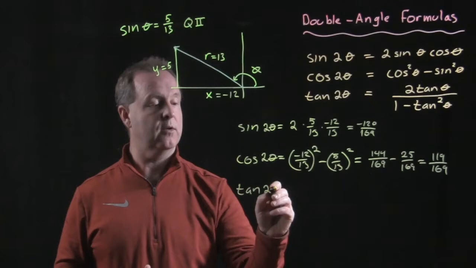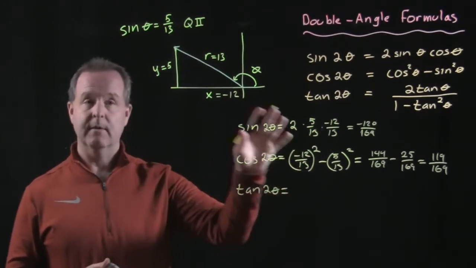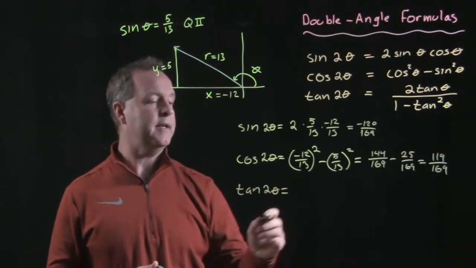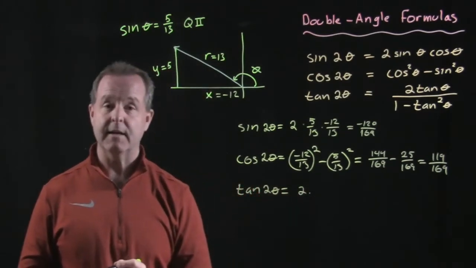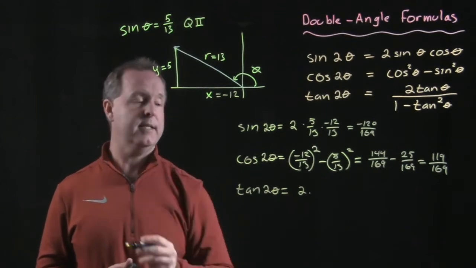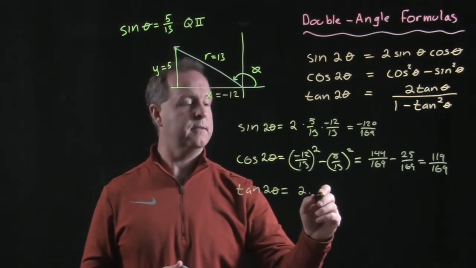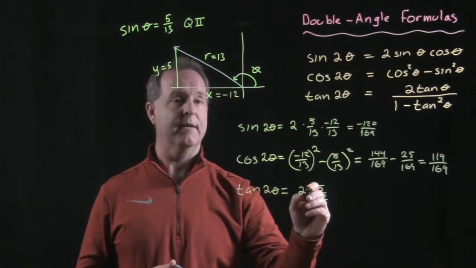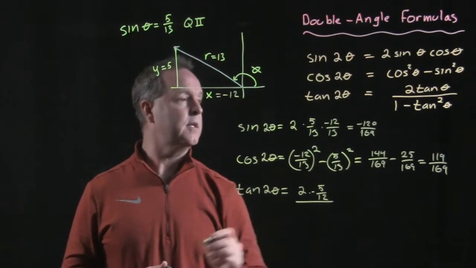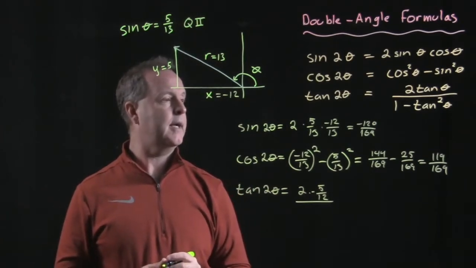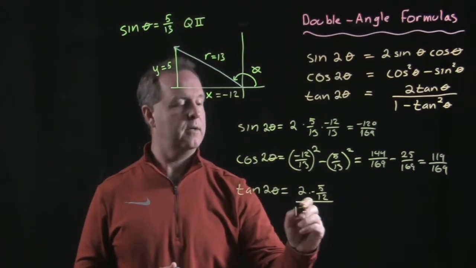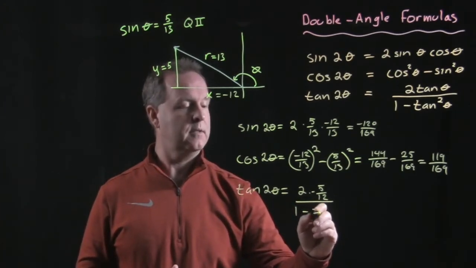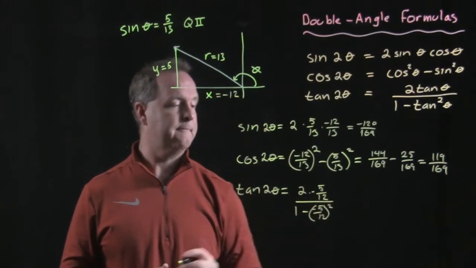And the next one we want to find is the double angle of tangent. Again, we have all the characteristics we need. So 2 times the tangent of theta. Tangent was opposite over adjacent, which in this case is 5/12, and that's a negative, isn't it? Yep. That was in the numerator, 2 times tangent, and then in the denominator, 1 minus tangent squared. Tangent again was negative 5/12, and I'm going to square that.